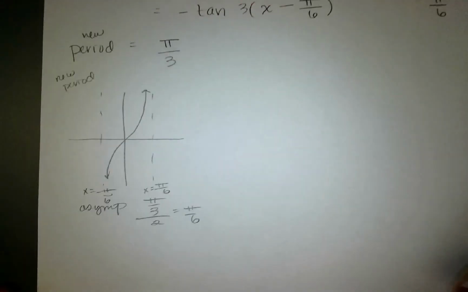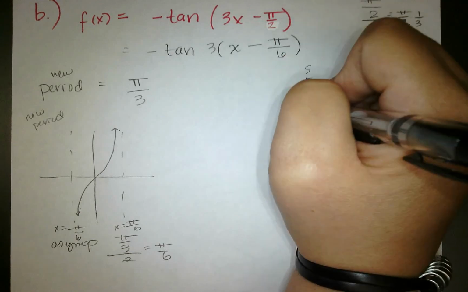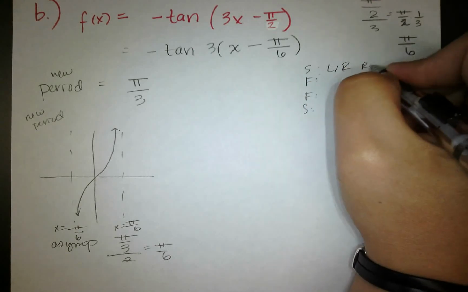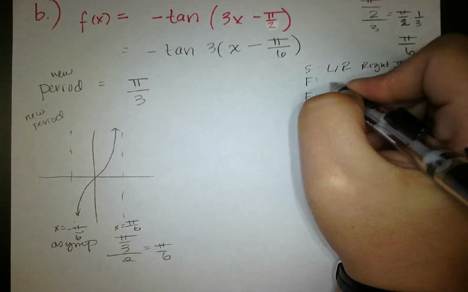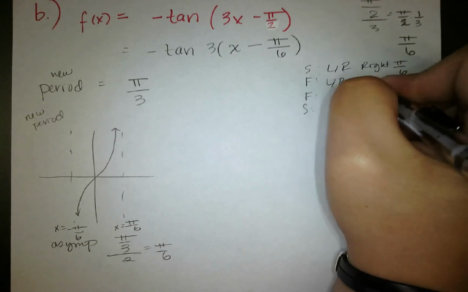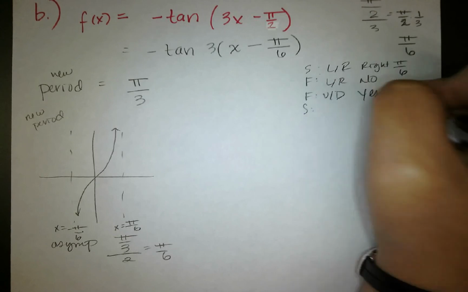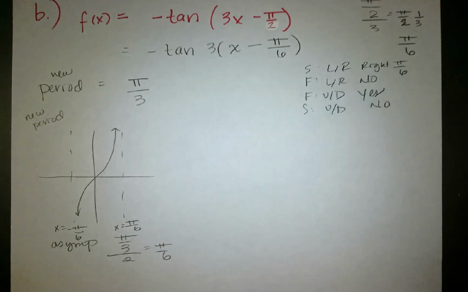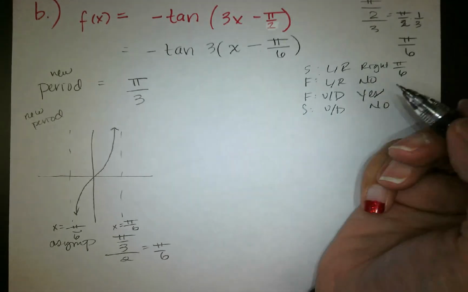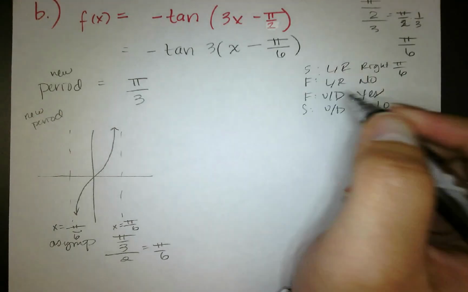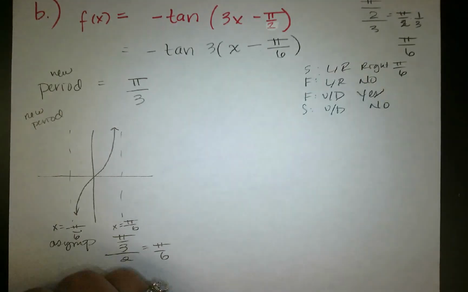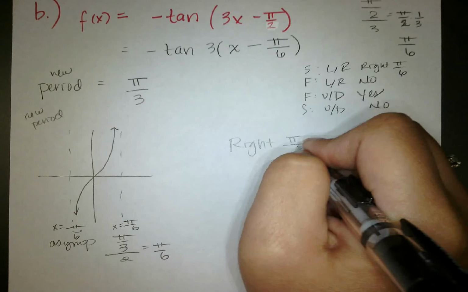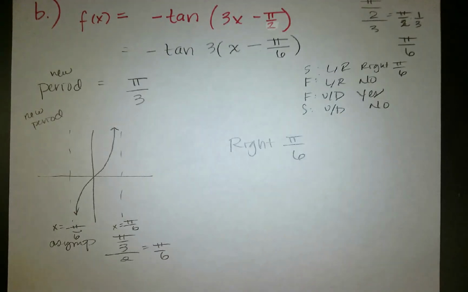Now we have to do our shift, flip, flip, shift, which I kind of got ahead of myself and didn't write it down. Okay. So shift left, right? Yes, we're going to go right pi over 6. Flip up left, right? No. Flip up, down? Yes, because there's a negative out here. And shift up, down? Nope. Okay, so now we got to go right pi over 6, sorry. I need more coffee, guys. Alright, let me get some work down.